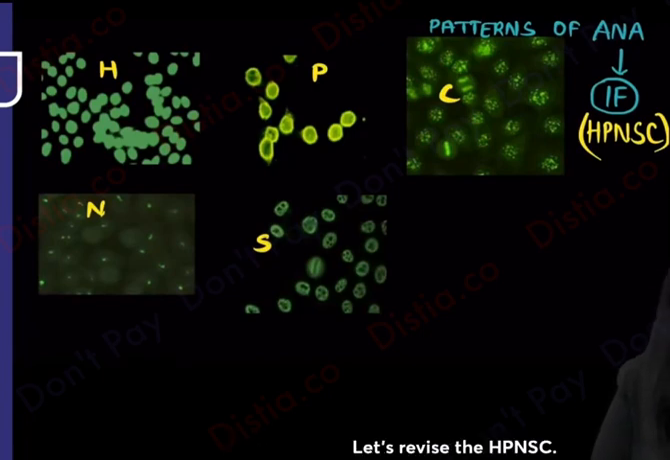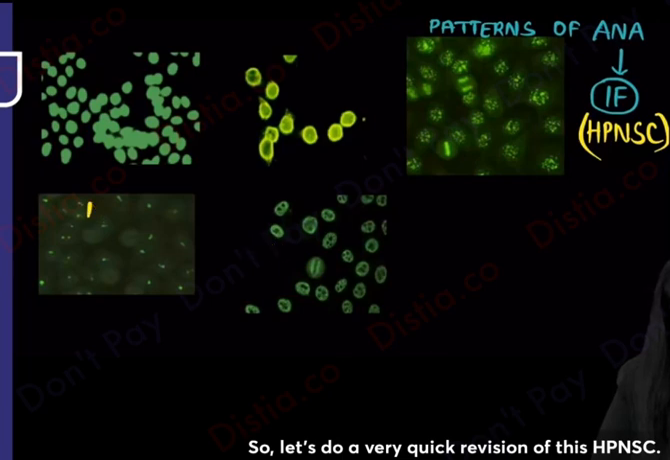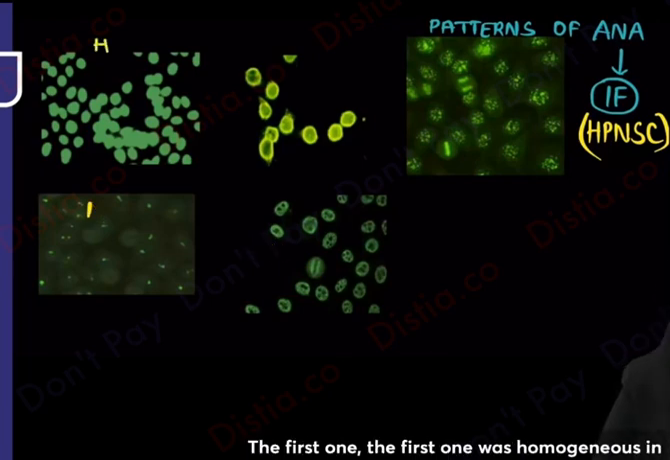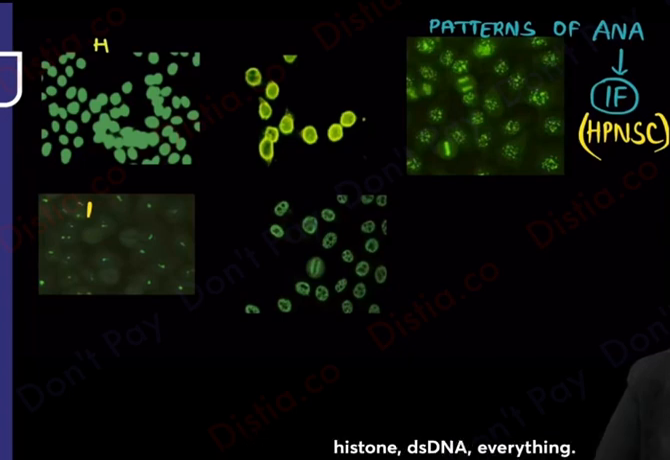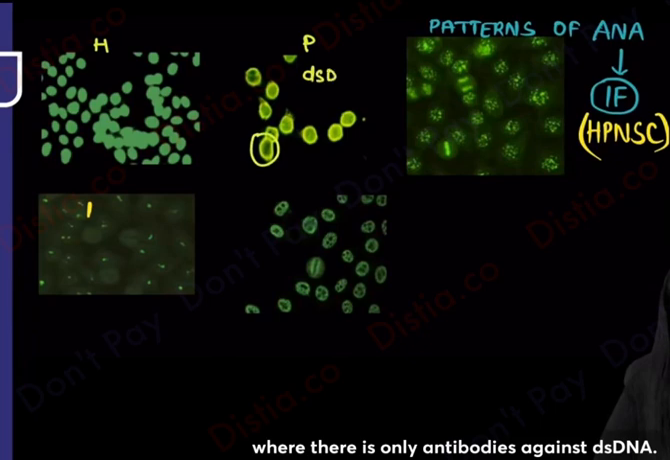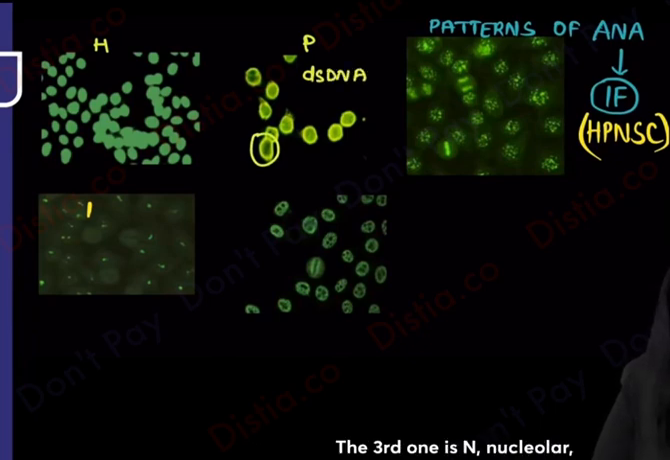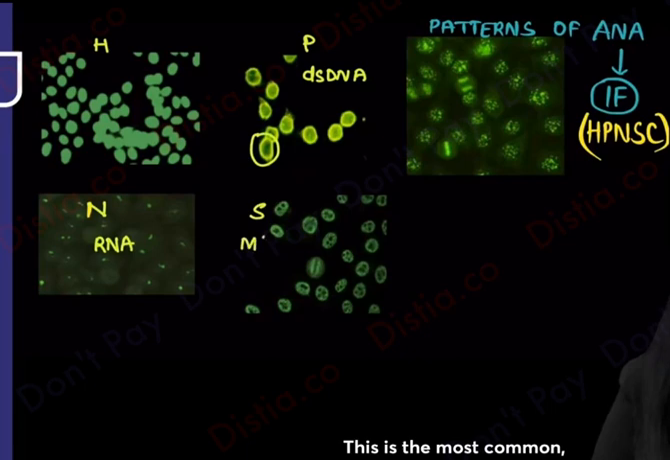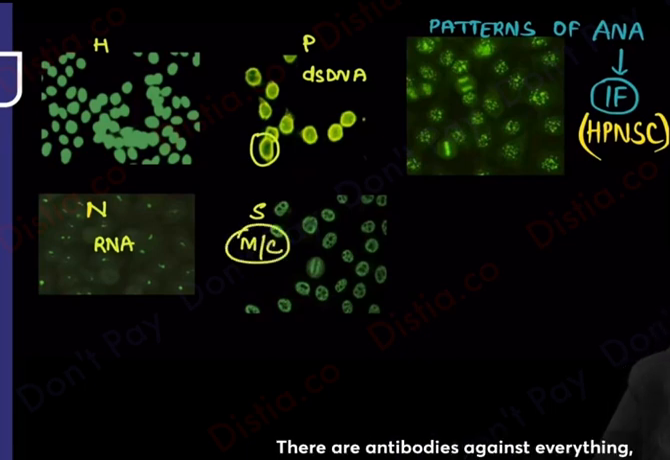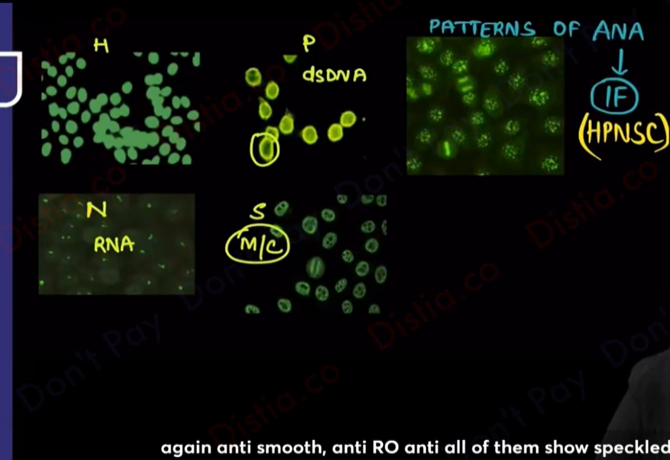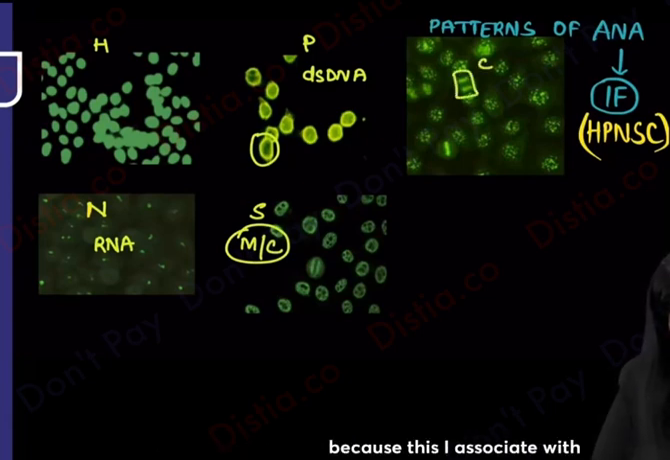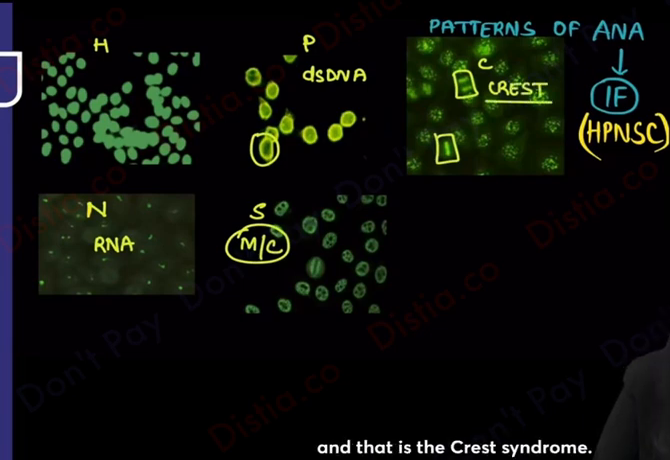Let's do a very quick revision of this HAPPENS. The first one was homogeneous, in which there are antibodies against all: chromatin, histone, dsDNA and everything. The second one is peripheral, where there are antibodies only against dsDNA. The third one is N, nucleolar. Nucleolar ends with an R, so there are antibodies present against RNA. Next, you have S for speckled. This is the most common, the least specific. There are antibodies against everything again: anti-Smith, anti-Ro, anti-La. All of them show a speckled pattern. And finally, we have centromeric, because this I associate with anti-centromeric antibodies, and that is the CREST syndrome.